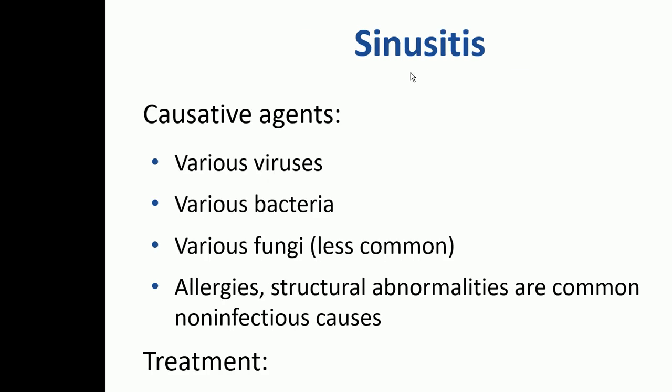Now the next disease is sinusitis. There are many causative agents: many viruses, various bacteria, and fungi less commonly. They can all cause inflammation of the sinuses. Sinuses are the spaces in between, and sinusitis is the inflammation of these sinuses. Broad spectrum antibiotics are used for bacterial infections, and antifungals are used for fungal infections.